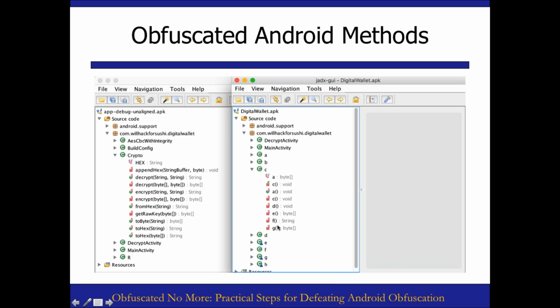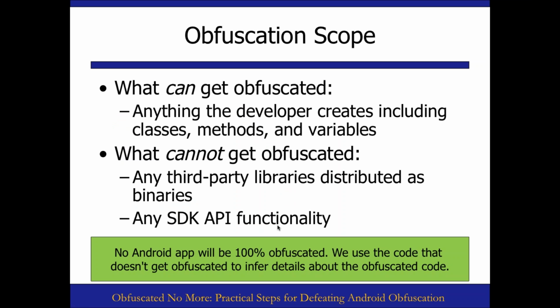But it becomes very confusing for us to understand that, and it makes understanding the application from a reverse engineering perspective much, much harder. Okay, now there's a couple important things to point out here. When an application does obfuscation, it can obfuscate some things, but it can't obfuscate everything. So what can get obfuscated with a tool like ProGuard? Anything the developer names, including a class name, a method name, which is like a function inside of a class, or a variable itself.